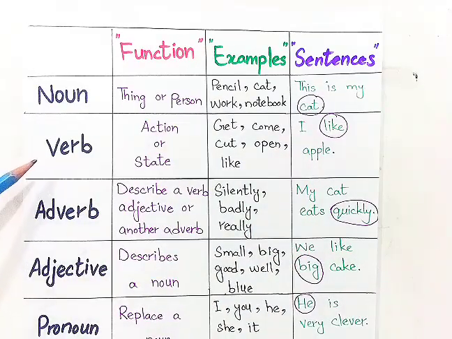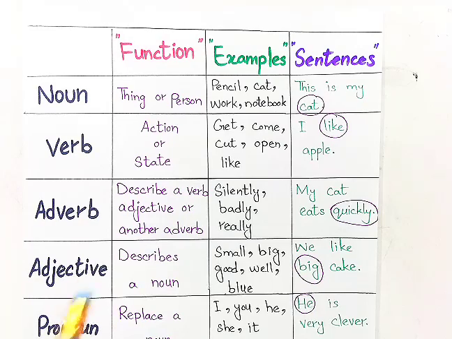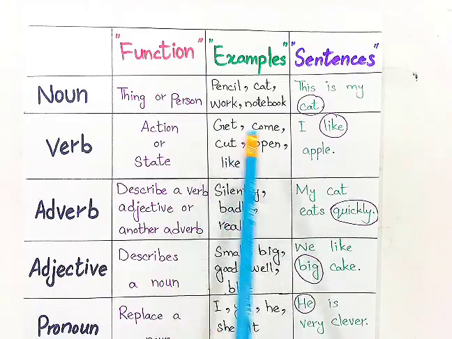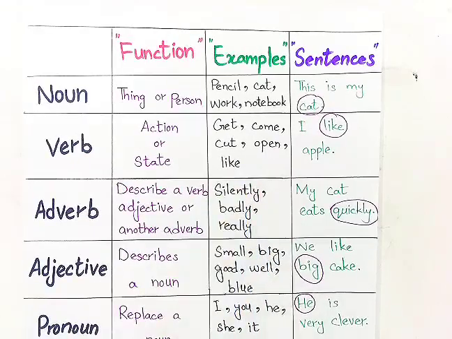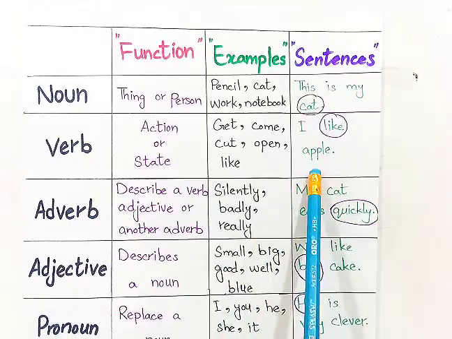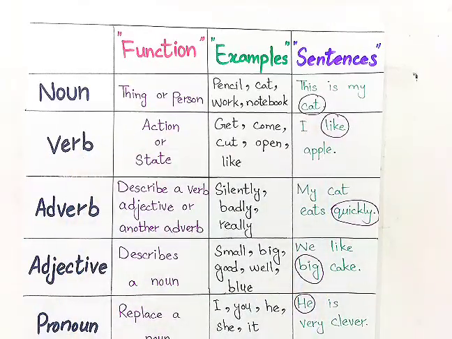Next we have verb. Verb is an action or state. Verb tells us about an action or state of being. Examples we have are get, come, cut, open, like. These are examples of verb. Sentence we have: I like apple. Like is a verb.